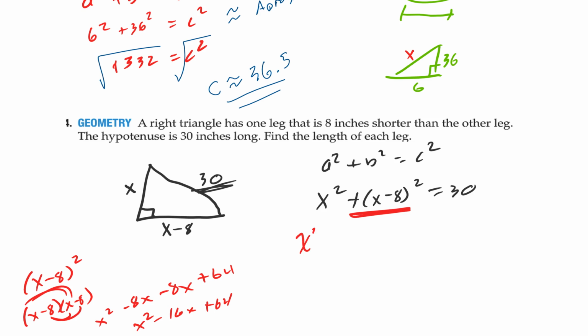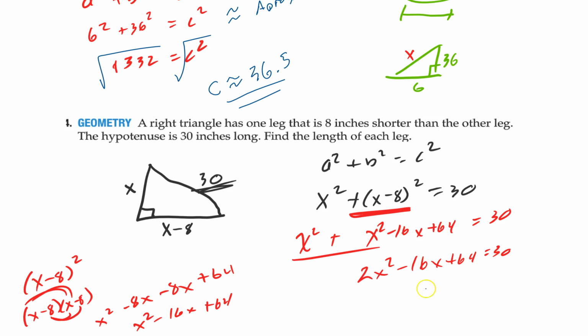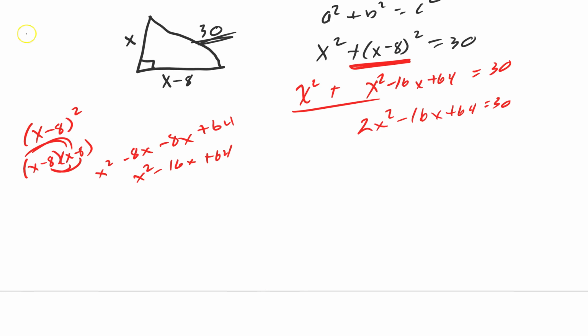So this is x squared. This guy is x squared minus 16x plus 64, and it equals 30 squared. So I get 2x squared minus 16x plus 64 equals 30 squared. And remember the way we solve this? You have lots of options. Quadratic formula, complete the square, factoring, anything you want to do. I'm going to subtract 30 squared from both sides. I'm going to go the factor slash quadratic formula route.